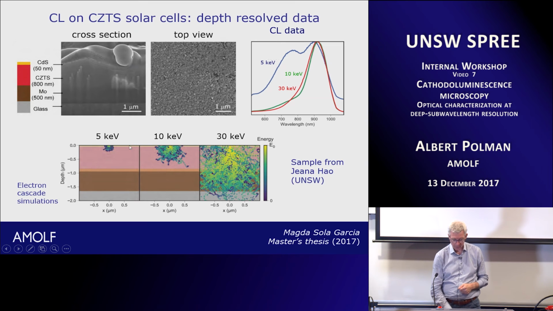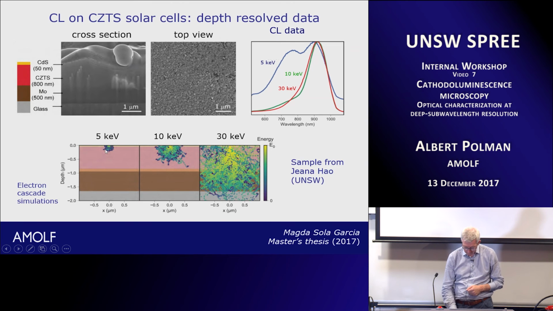And then again we do CL at 5 keV. So here's the cross section again. This is the CZTS, here's the molybdenum film. No, this is the molybdenum, here's the glass. No, I'm wrong. This is the molybdenum, and down here is the glass. So at 5 keV, we mostly hit the cadmium sulfide near the surface and a little bit of the CZTS. 10 keV hits the CZTS mostly, and 30 keV also, but it also goes into the molybdenum.